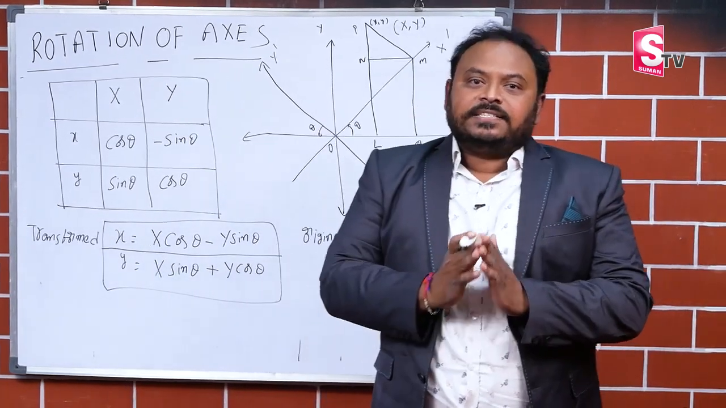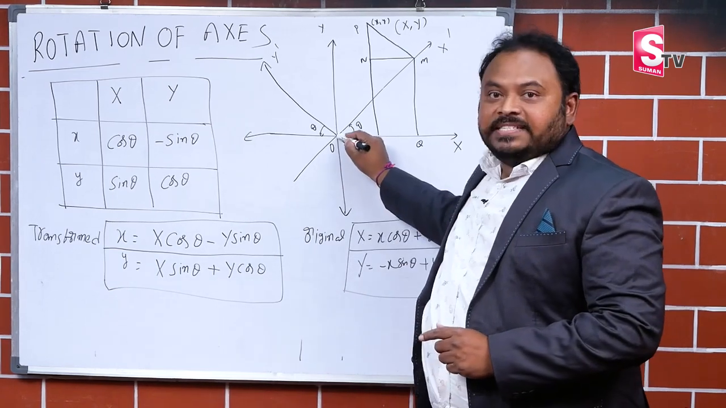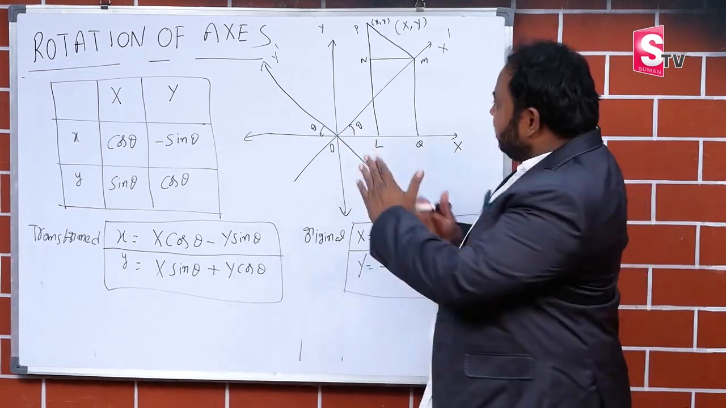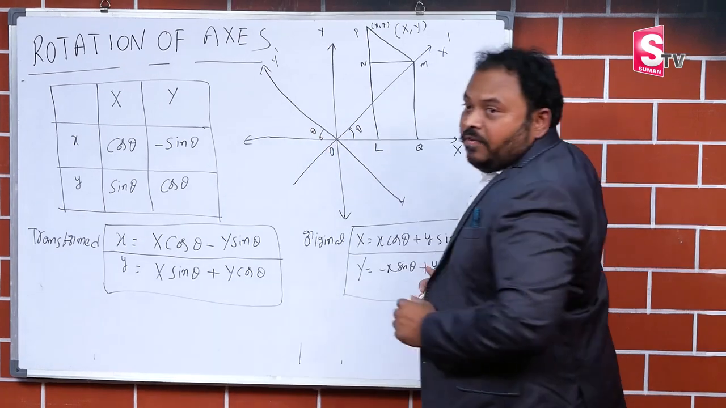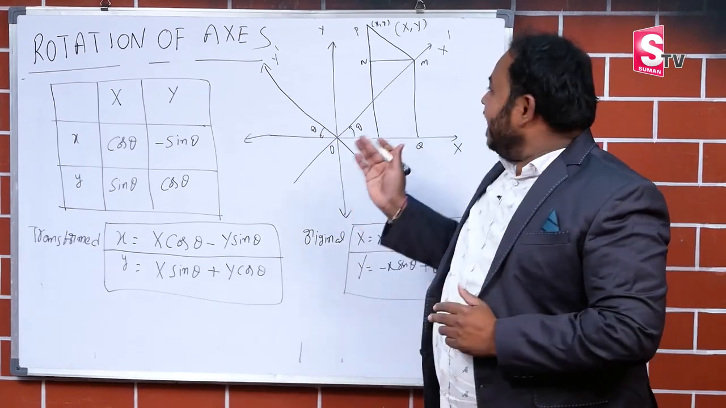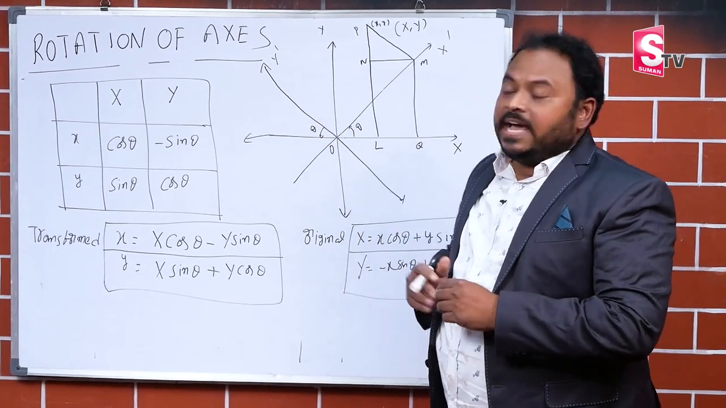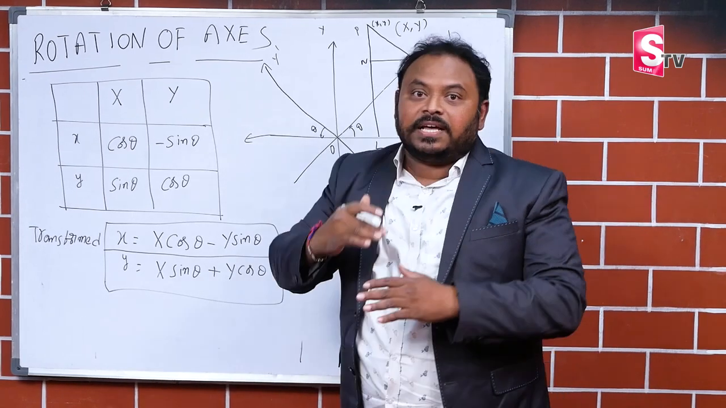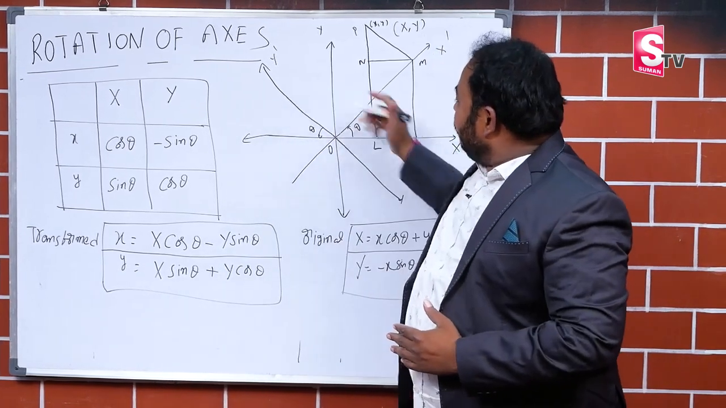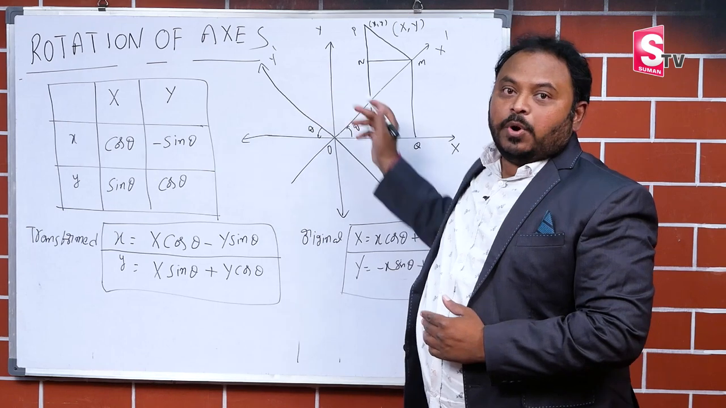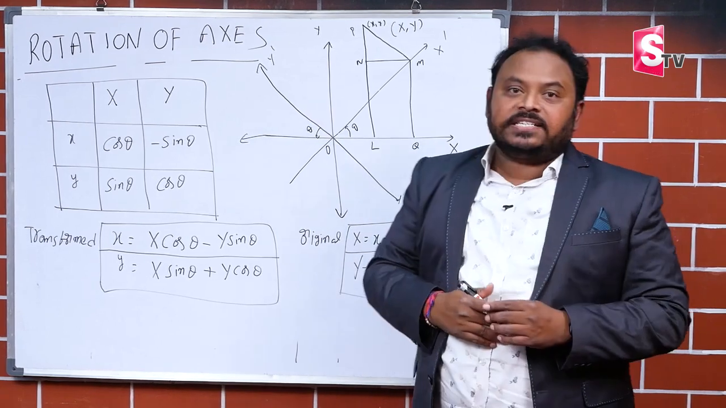Here, the origin is the same, its position is the same, but the axis is rotating like this, with equal angles with the x-axis and y-axis. Rotation of axis is nothing but rotating the axis with the same equal angles with both coordinates. That is called the rotation of axis.